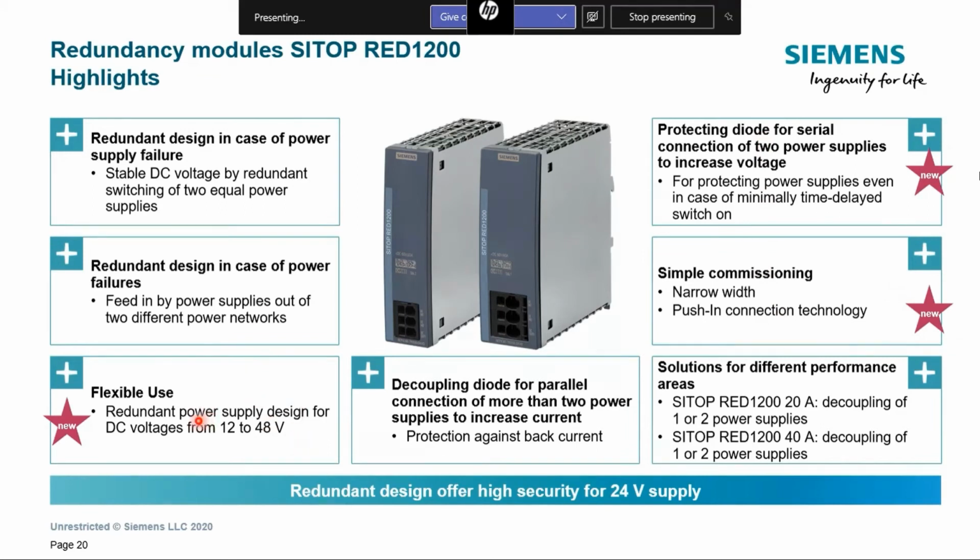One more thing, which is relatively new: the range of voltage that it can handle is relatively wide. So even if your system is 12 or 15 or 48 volt or 36 volt, which are sometimes common in some applications, this redundancy module can do the coupling. So it's not only for 24 volt.